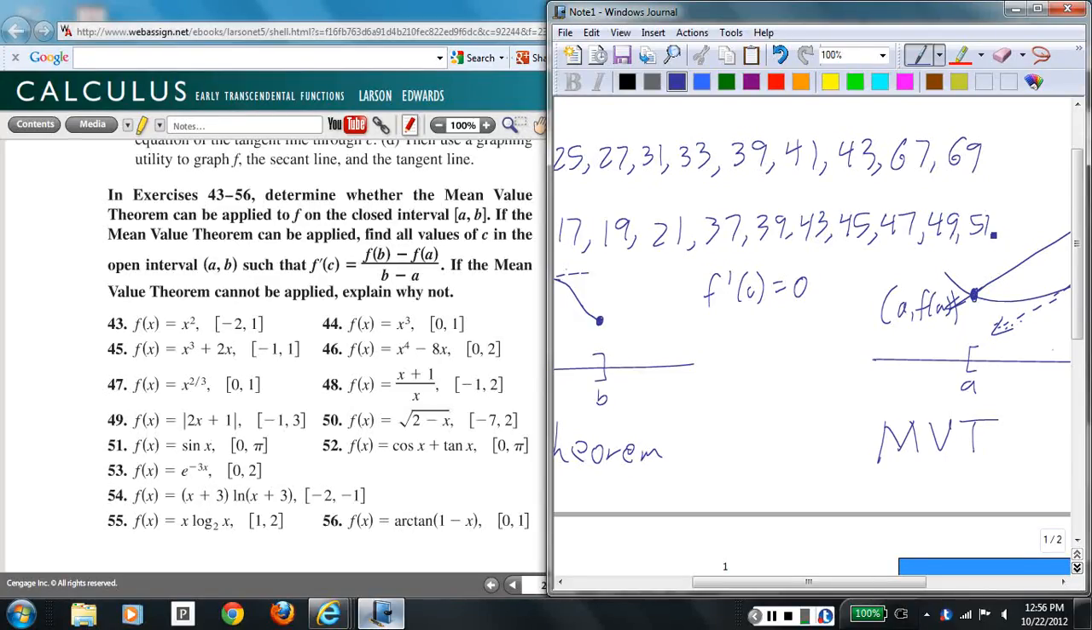53, the function's going to be decreasing throughout that interval. Wow.